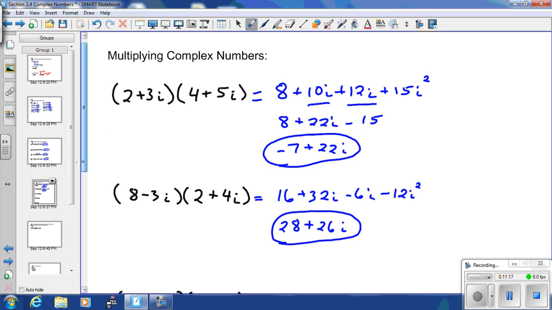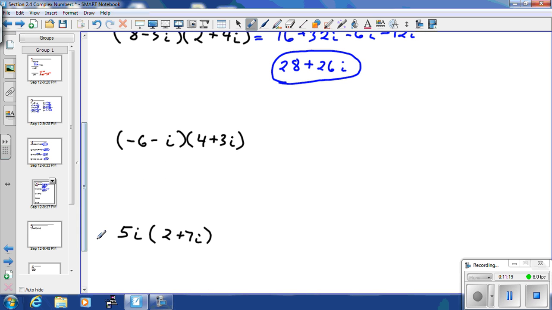Your calculator has the capability of doing this too. I can show you that in class if you're interested. There's a few more. Again, pause and retry these, and pause and resume the video as you need.